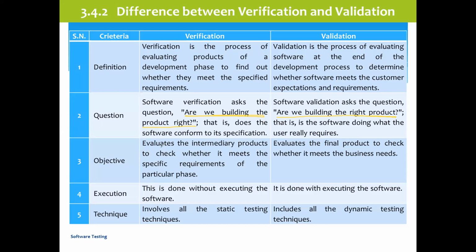Next, the objective of verification evaluates the intermediary products to check whether they meet the specific requirements of the particular phase. So step by step, phase by phase, we need to check all those phases. That is the objective here. Then validation evaluates the final product. Finally, we need the result. What you did and what happened, we don't know all these details, but we need the result: pass or fail, completed or not completed. That will come into the picture here.